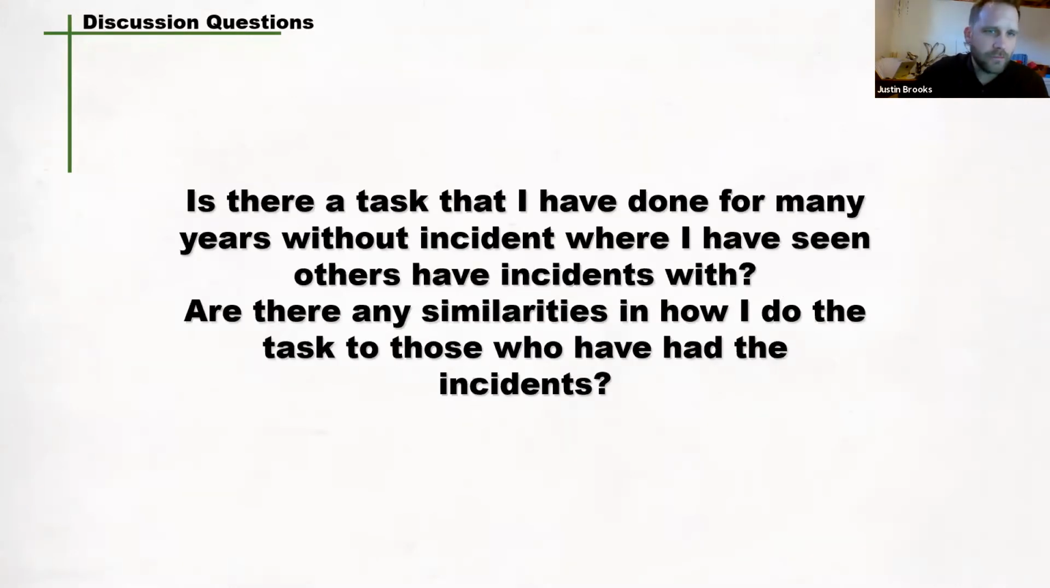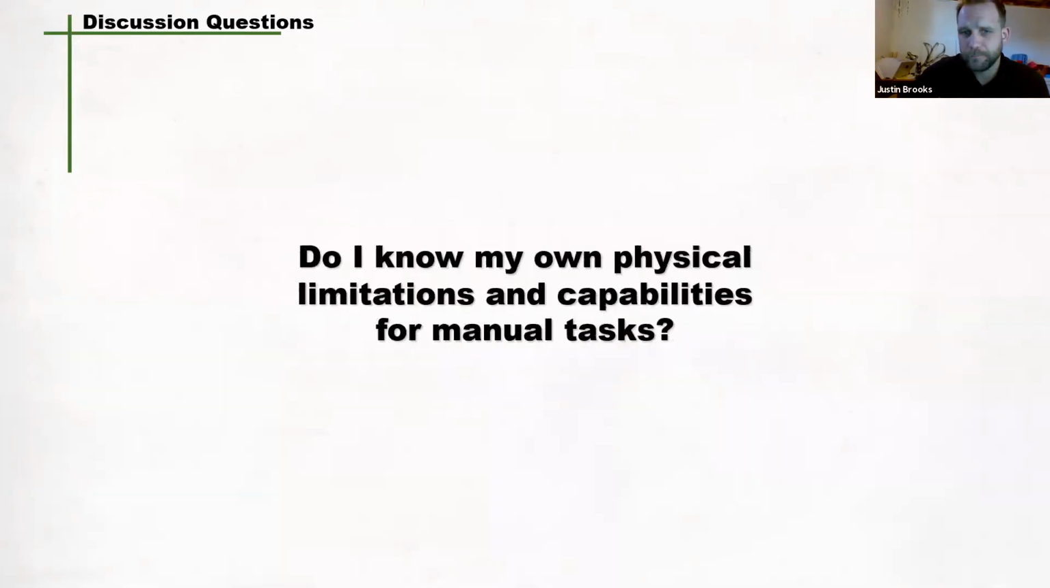Is there a task that I've done for many years without incident where I've seen others have incidents? Are there any similarities in how I do the task to those who have had the incidents? And last, do I know my own physical limitations and capabilities for manual tasks?